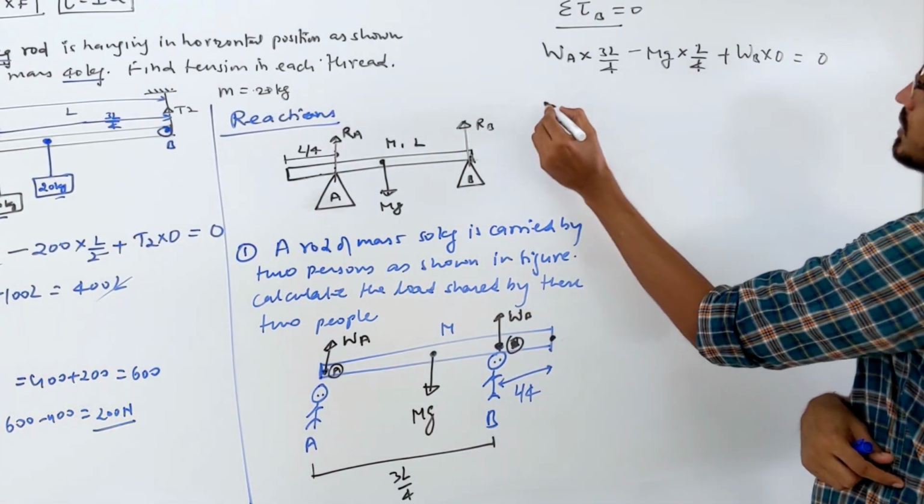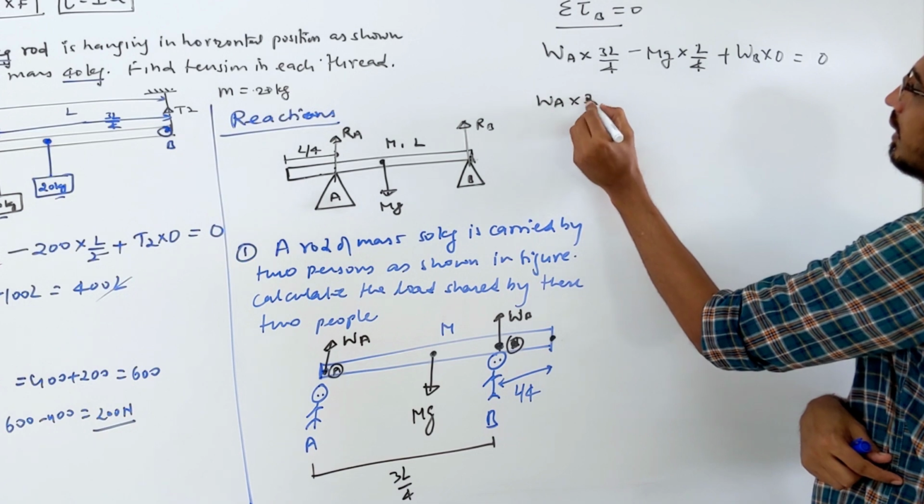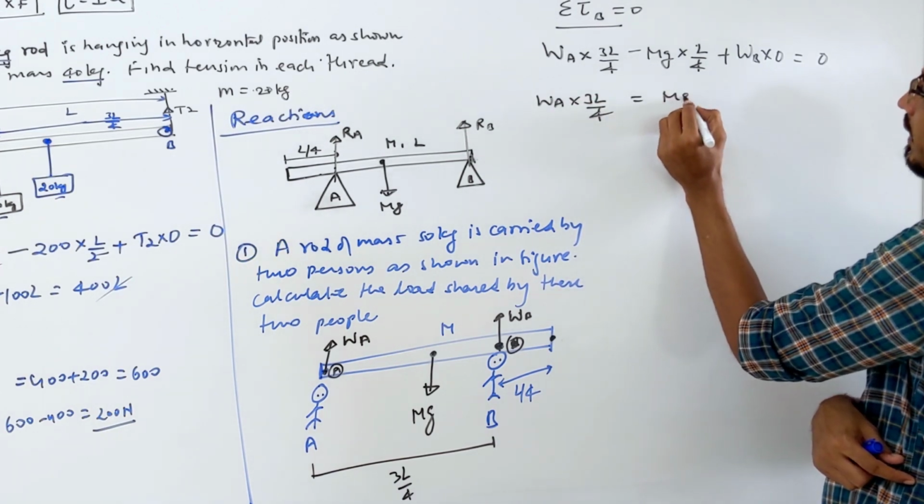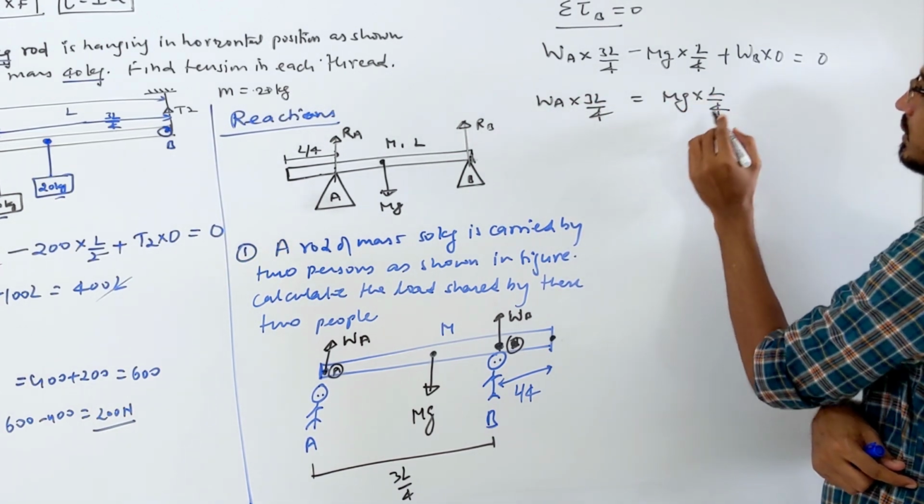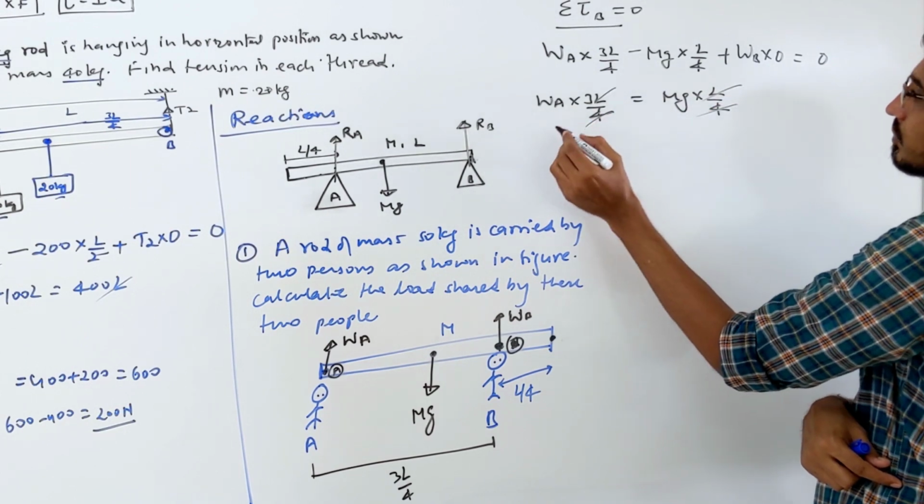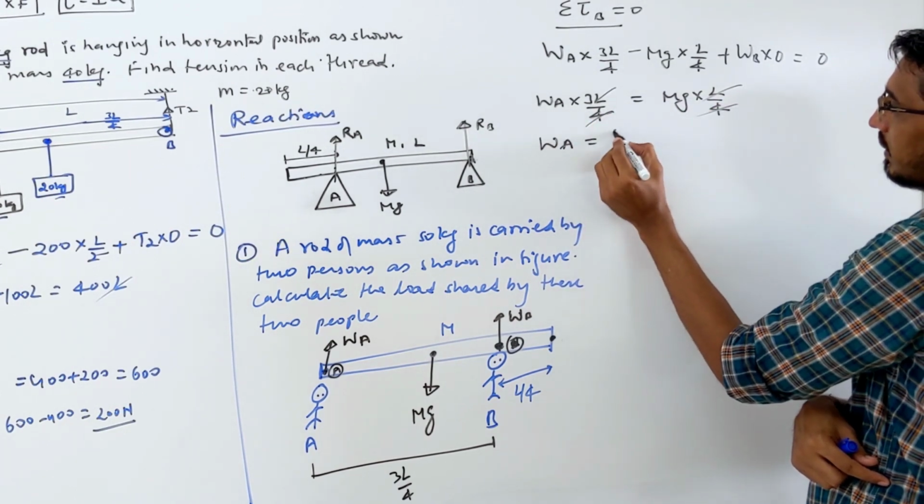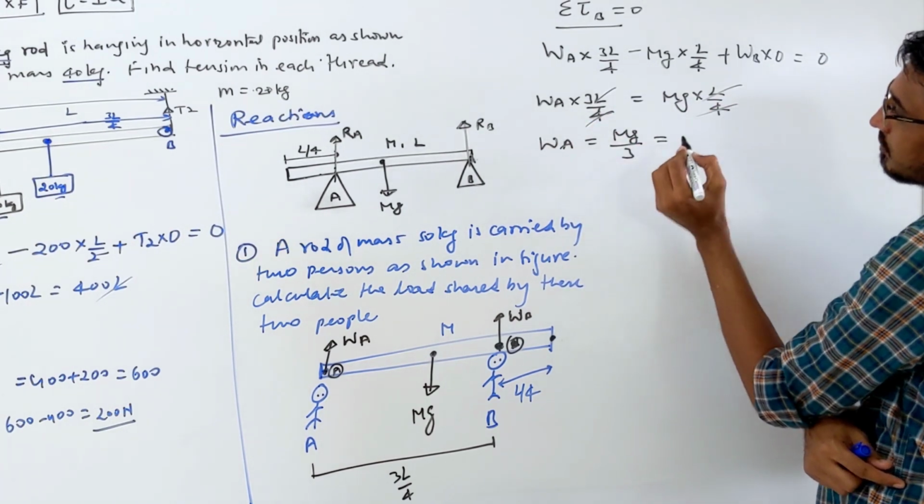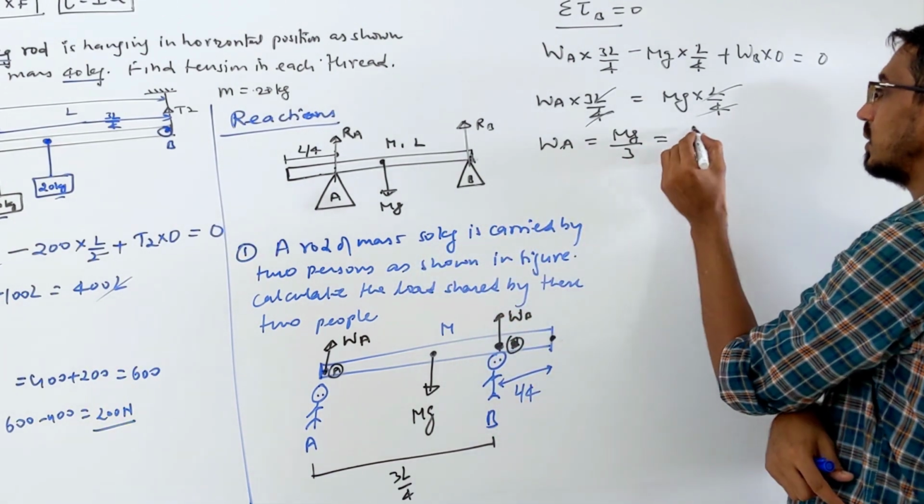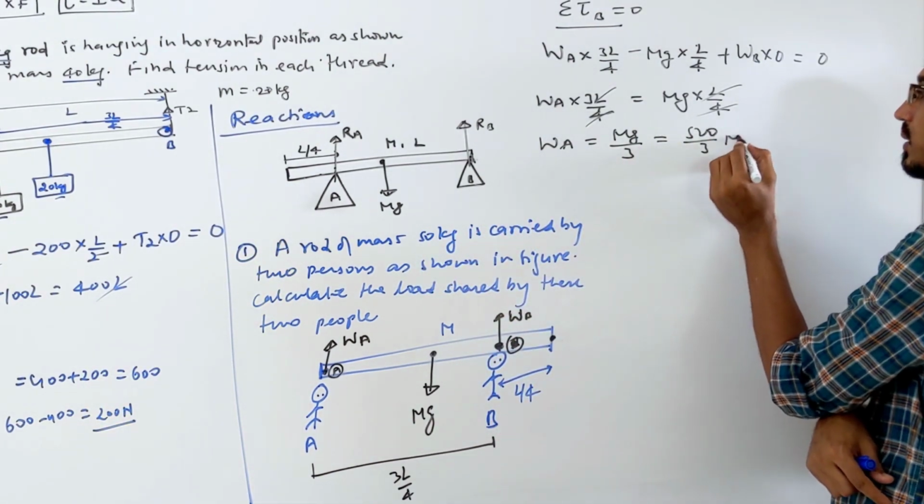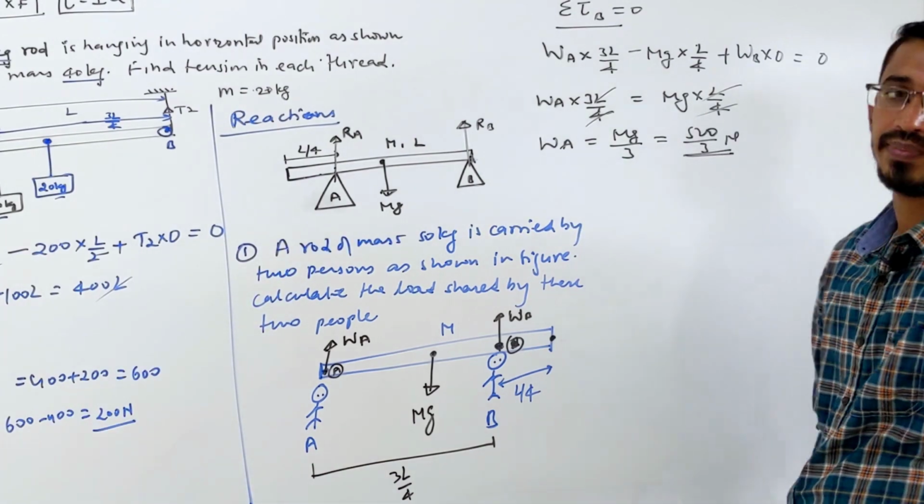So this term is 0, and we say WA into 3L by 4 should be equal to mg into L by 4. This goes here, that goes here, so WA simply becomes mg by 3. mg we know is given as 50, so this becomes 500 by 3 Newton. That's the load shared by the first person.